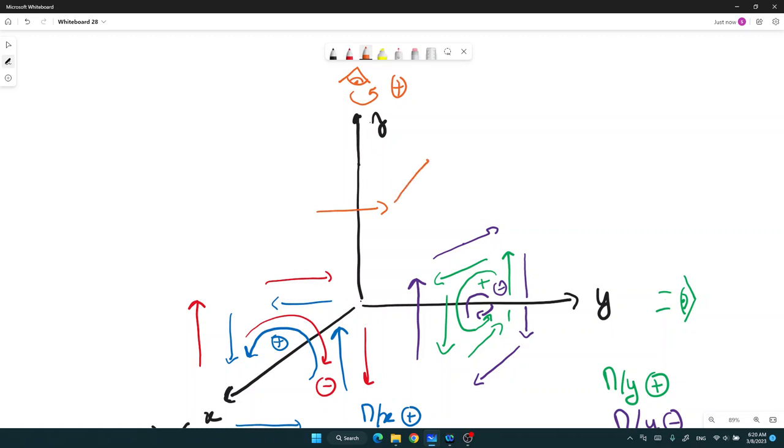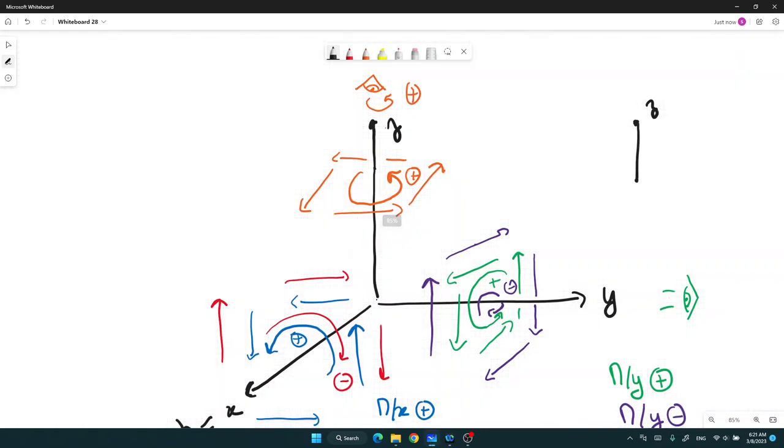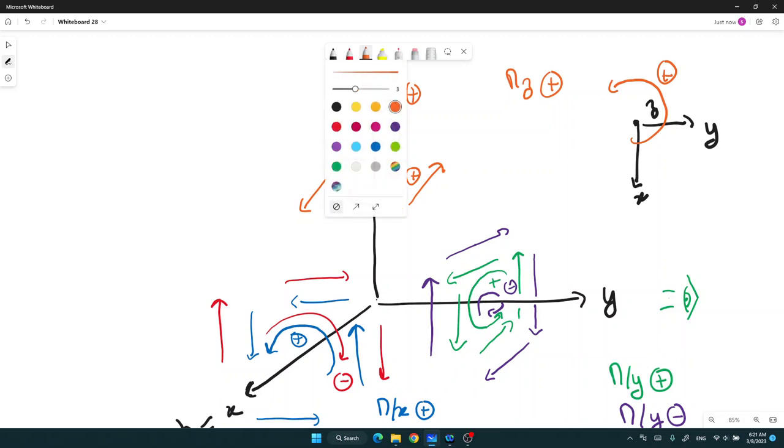This one, this one, this one on the back, and this one will create a positive moment, okay? You have to look above it, so if that's the axis z, okay? And we have the axis x and the axis y, that will be like this. Positive. So moment about z is positive for the forces in orange.